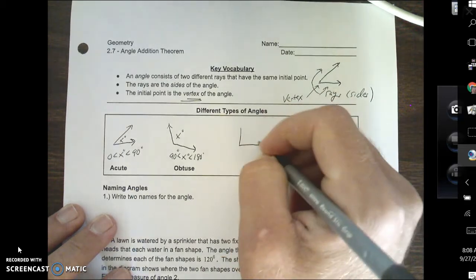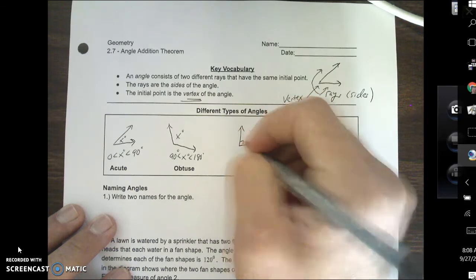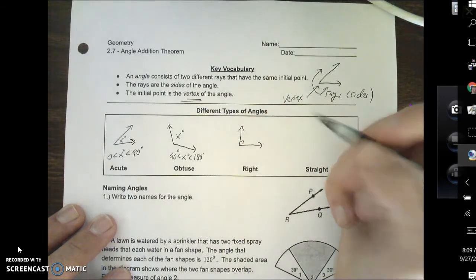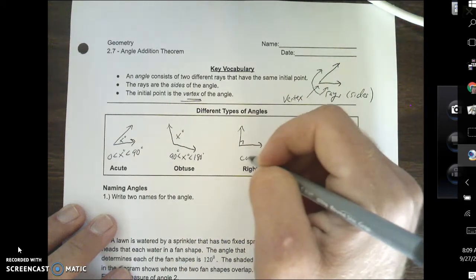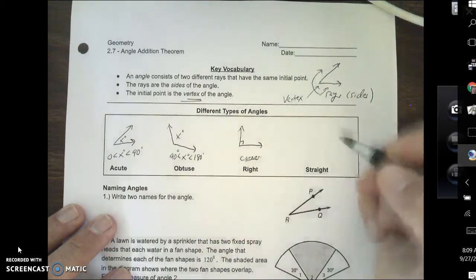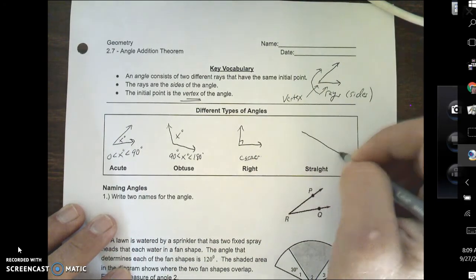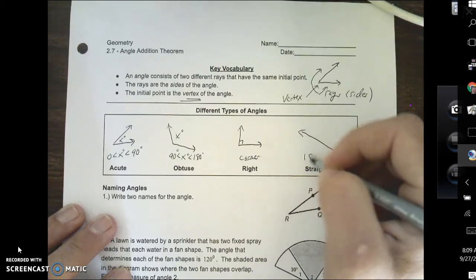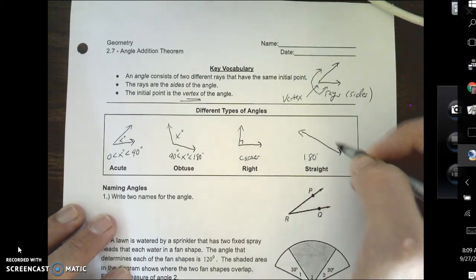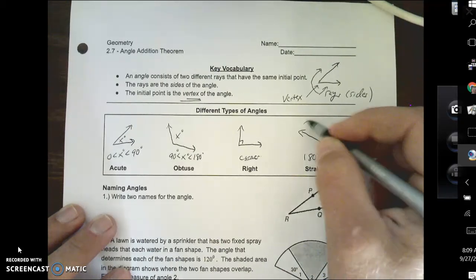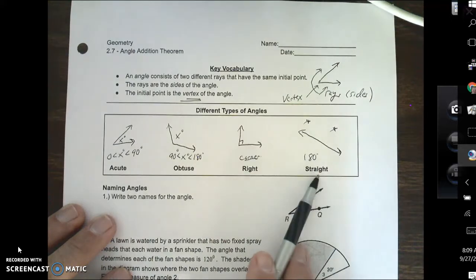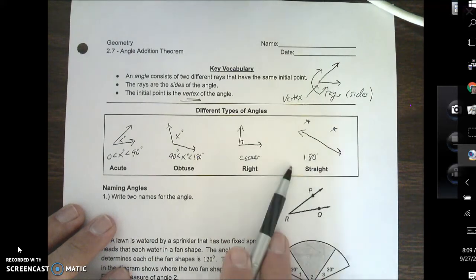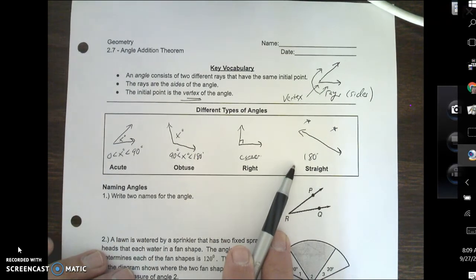A right angle is exactly 90 degrees, okay? So it's a corner. Anytime you have a corner angle, that's a right angle. And then a straight angle is 180 degrees, which is super important, which we talk about a whole heck of a lot. When two angles add up to 180, we call them supplementary angles, or if they're side by side and adjacent, we call them linear pairs.